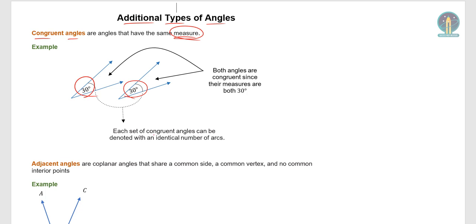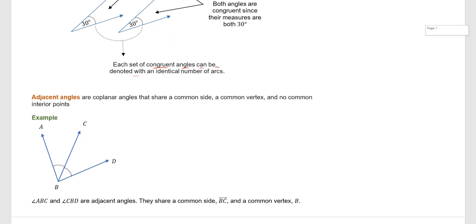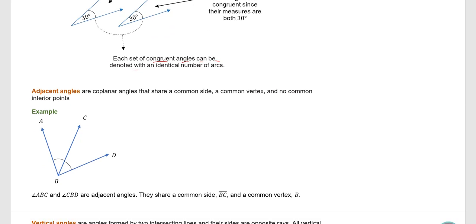Each set of congruent angles can be denoted with an identical number of arcs. For example, here, I could draw a single arc for each of these two angles to denote that they're congruent. I can draw two arcs for both of them, or three arcs for both of them. This is just signaling that they are congruent. In case there are multiple sets of angles that happen to be congruent, this is an easy method to tell the angles apart.